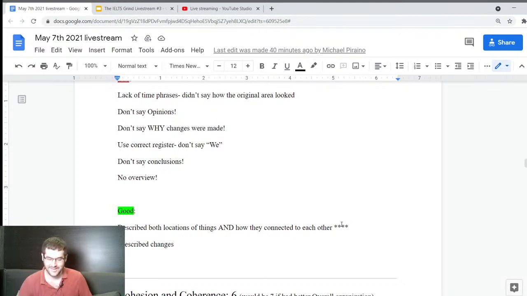Next up, the good. He described the changes and he described both locations of things and how they were connected. I know that this looks weird, 6 bad things, 2 good things, but these 2 good things are really good. These 2 things are what they're looking for in this kind of essay. So it's not that bad here. Again, if he fixed those other things, this would probably be close to a 7. But because he had those problems, 5. All right, guys.